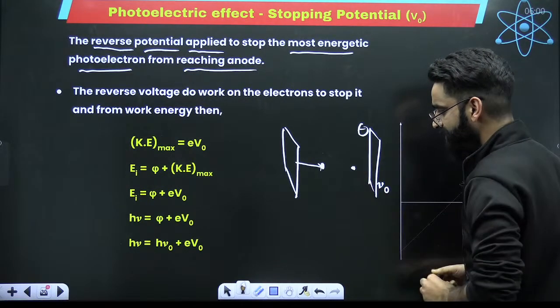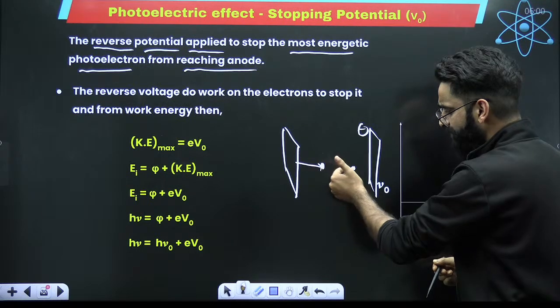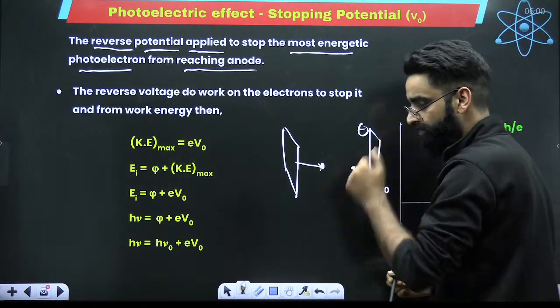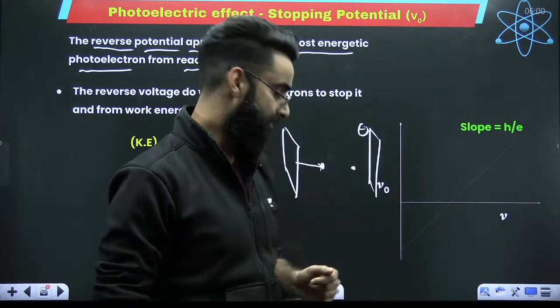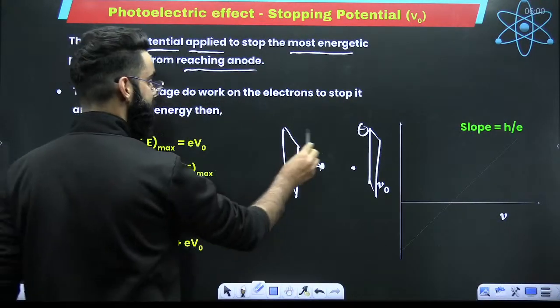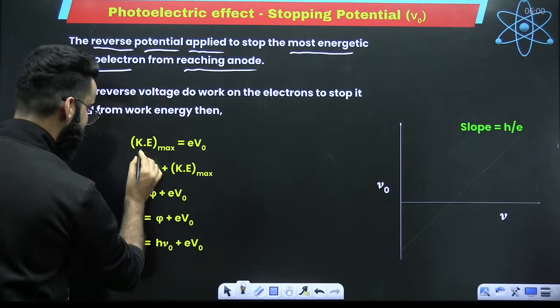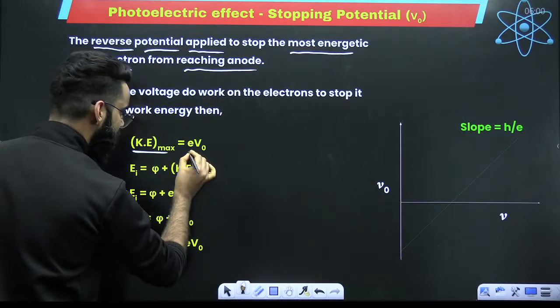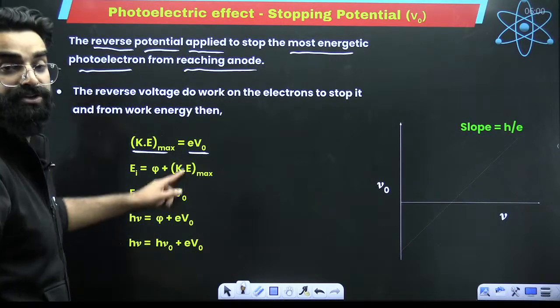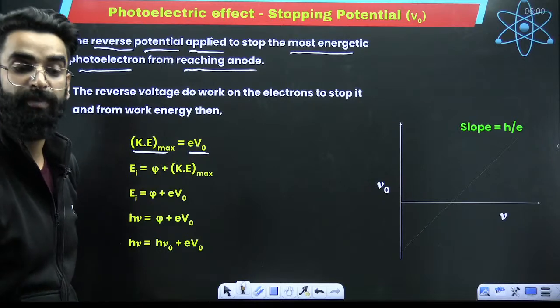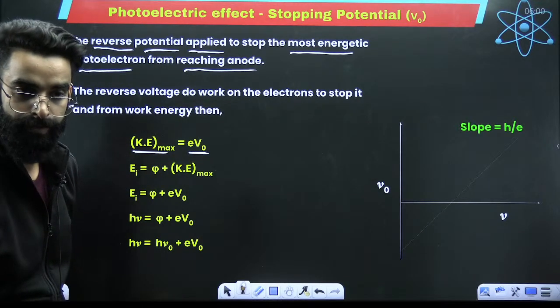When the electron comes to rest, can I say the entire kinetic energy of the electron has got converted into its potential energy? Potential energy is equal to eV naught. e is the charge on the electron, V naught is the stopping potential. Right?